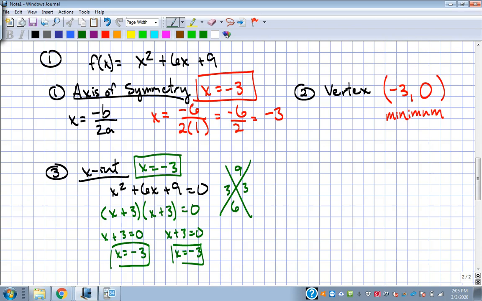If you did the quadratic formula, you would know that the discriminant of that would be 0. You should have found that what was under the square root was a 0. Okay, so we have the x-intercepts.